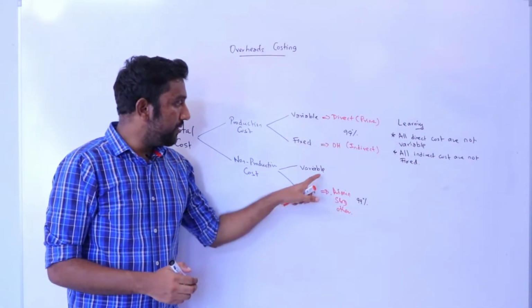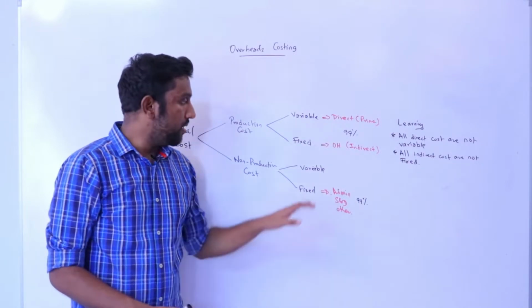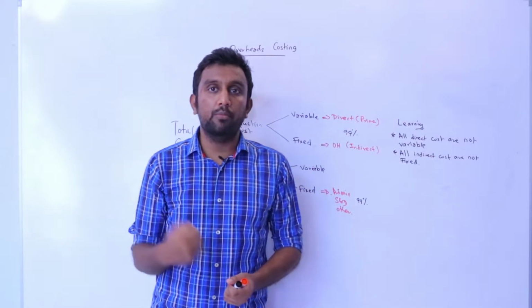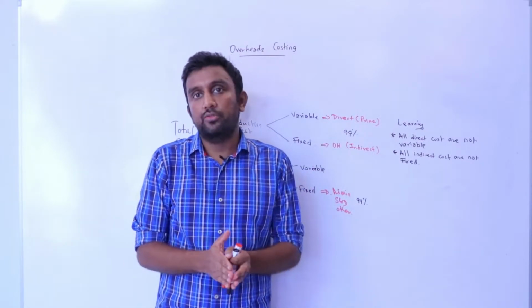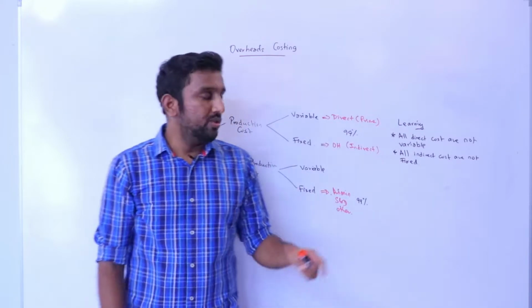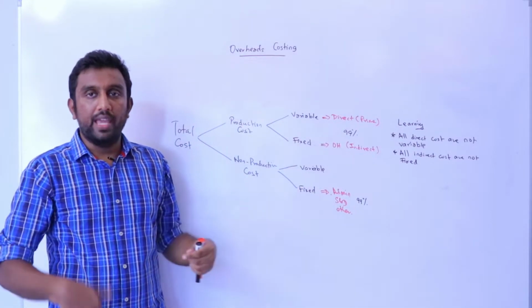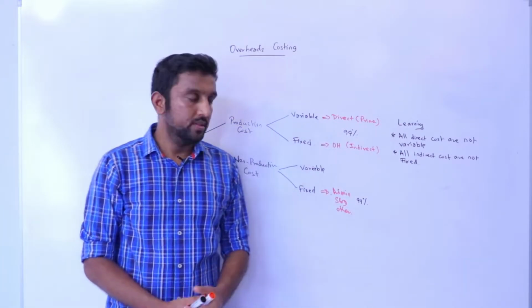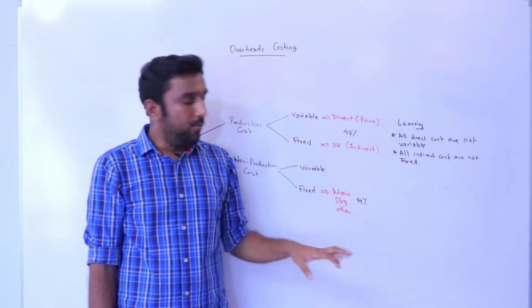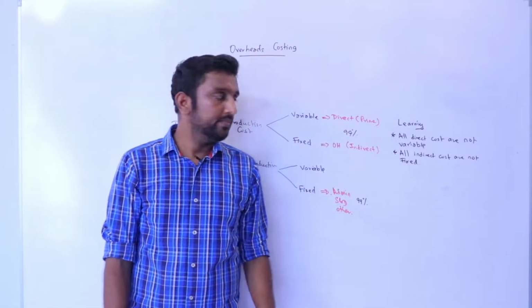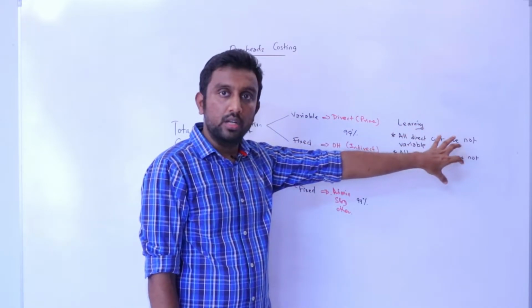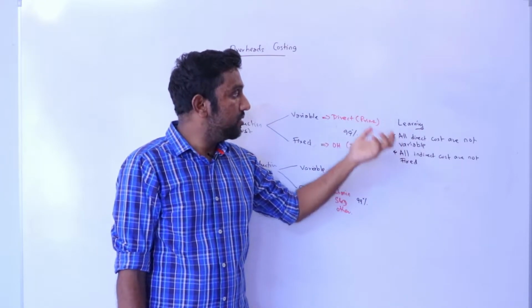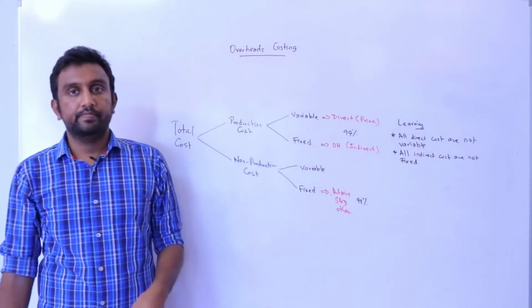So likewise, tell me an example for non-production cost but variable. Let's say sales commission based on the number of units sold. When the number of units increases, the commission will increase, right? So that is variable. You are paying sales commission to your employee based on the number of units he sold. But that is very rare. Most of the time it will be fixed, right? So this learning is important because if they test the question in MCQ, you should have an exact understanding of this, right?